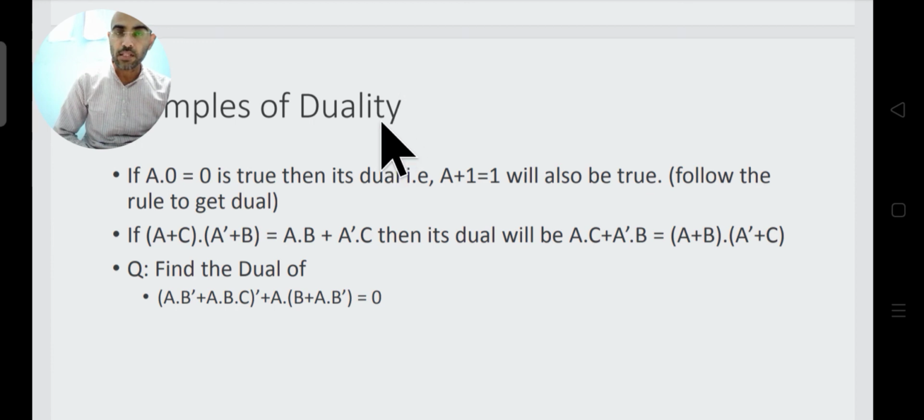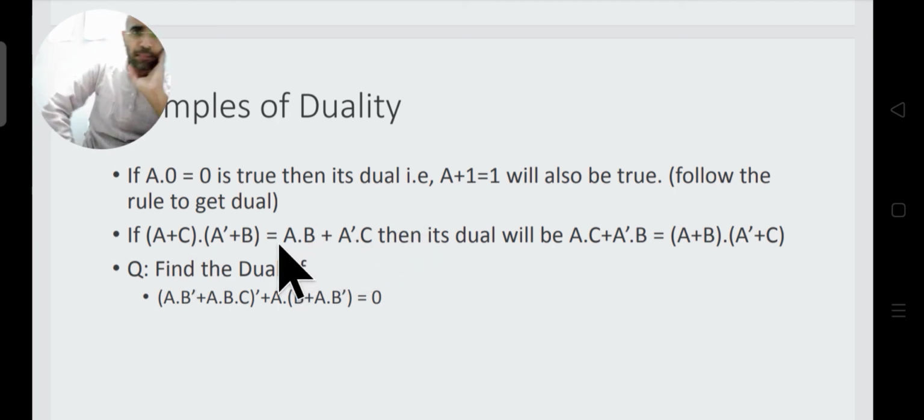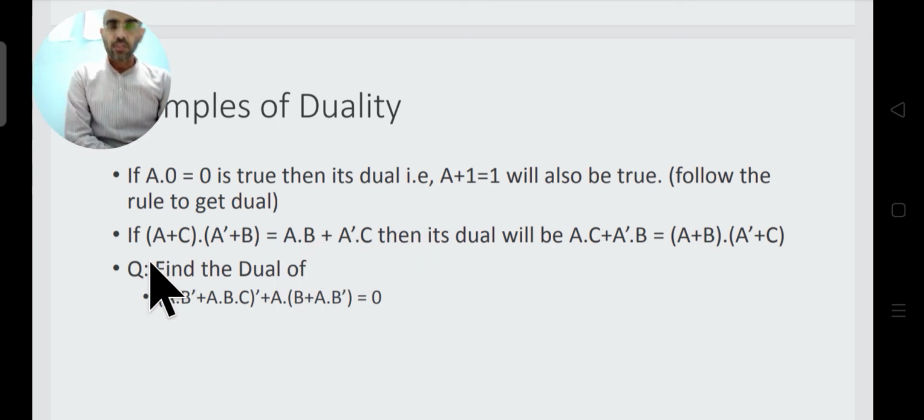You follow the rules from the last slide and get the dual of anything. Suppose you want to find the dual of a plus c dot a complement plus b. Following the rules, we won't change the literals; literals will remain the same. So what will it become? a plus c dot a complement plus b is equal to a dot b plus a complement dot c.